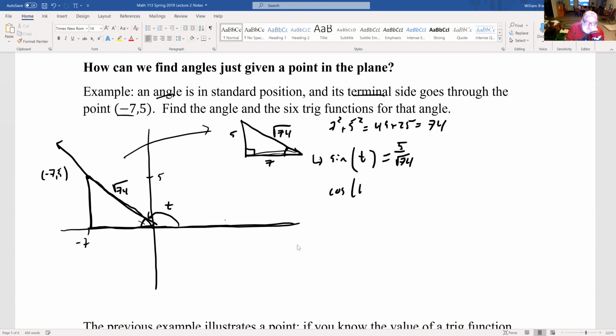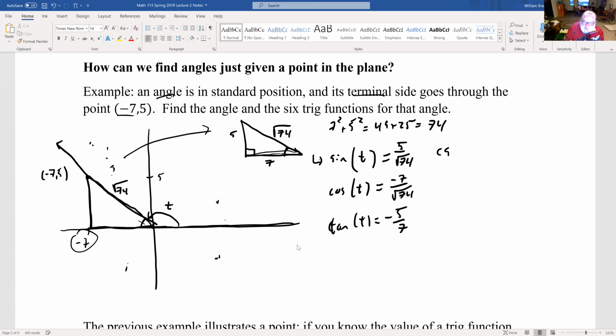Cosine of t is, well, here it has to be negative because it's actually the x-coordinate that we want. And tangent of t is the ratio of sine to cosine, so -5/7. So that's not too bad. Remember, in this quadrant, in the second quadrant, sine is the only thing that's actually positive. C-A-T-S, cats, S is up there.